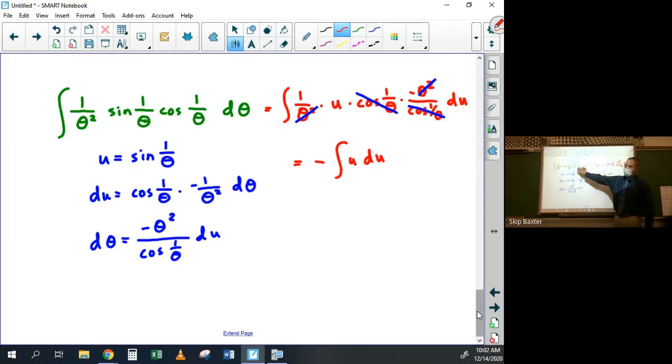So you took a really complicated looking integrand and turned it into this just by substituting. So this is just negative u squared over 2. So the answer is negative sine squared 1 over theta over 2 plus c.